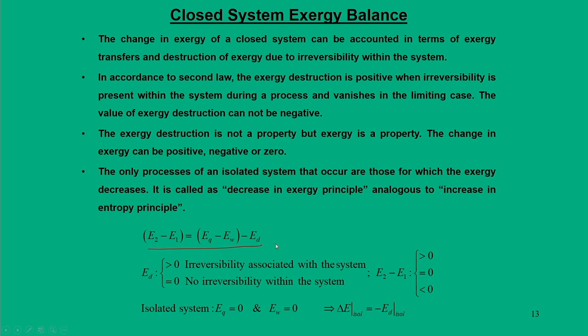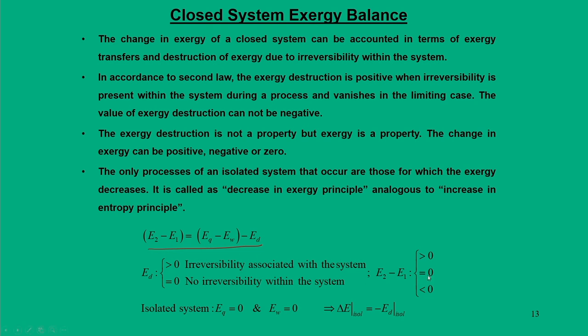Now, this equation has very significant repercussions. First, we have the exergy change E2 minus E1, the exergy transfer by heat EQ, minus EW, the exergy transfer by work, and ED, which is nothing but exergy destruction. This ED can be 0 or greater than 0. When it is 0, there is no irreversibility associated with the system, and when it is greater than 0, there is always an irreversibility associated with the system. That means we say that the exergy of the system drops.